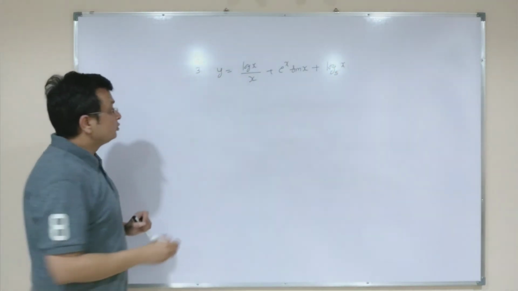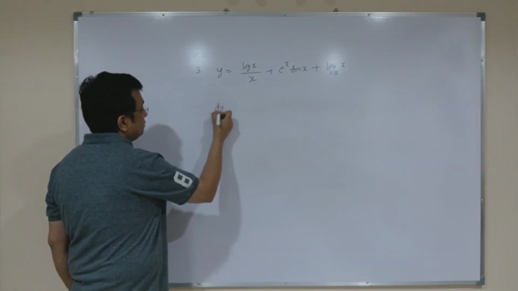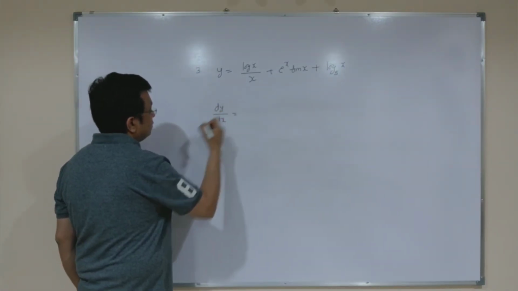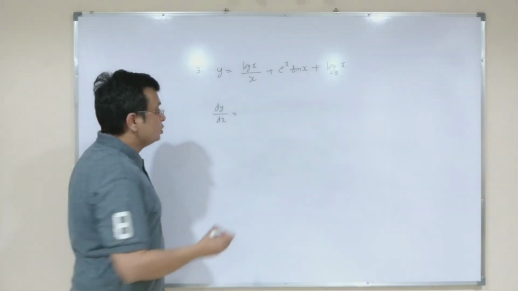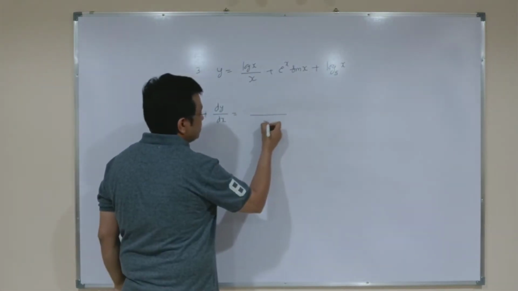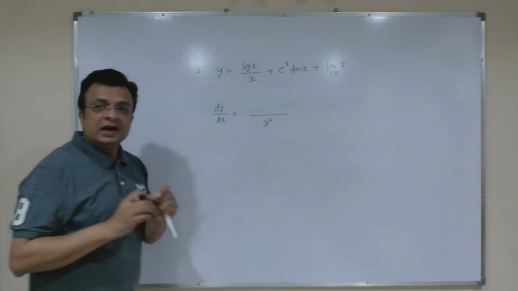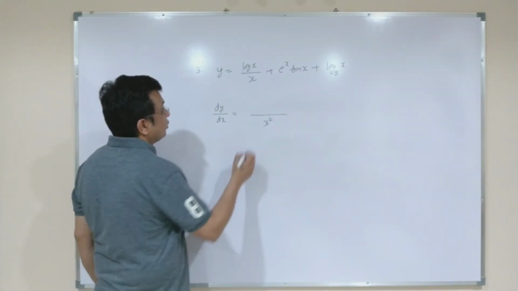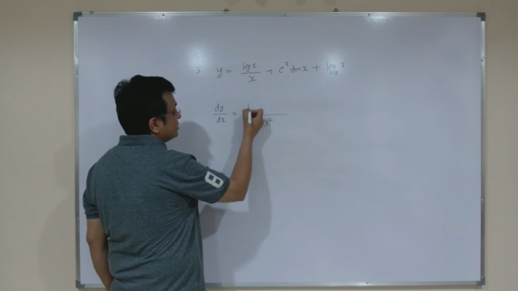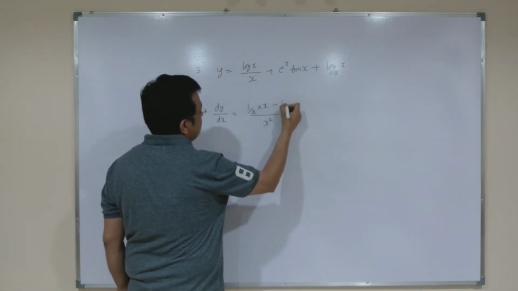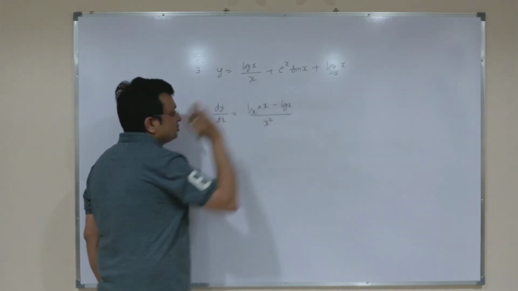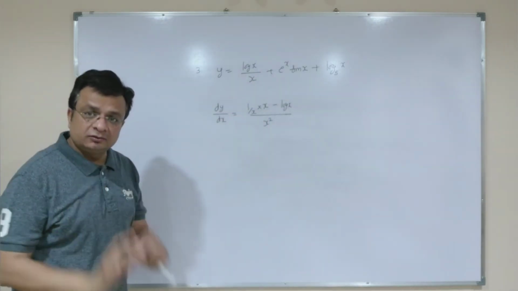Okay, so dy by dx is equal to, in this I'll apply the quotient rule, log x by x, so upon x square. In the numerator, what should I write? Differentiation of log x, that is 1 by x, into x, minus log x as it is into differentiation of x, that is 1. Fine?